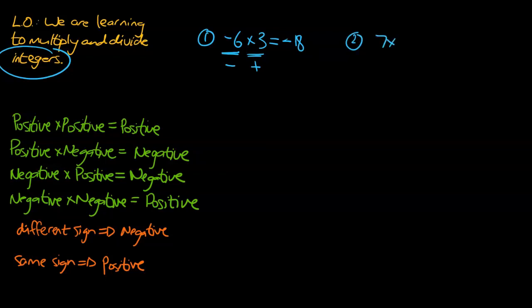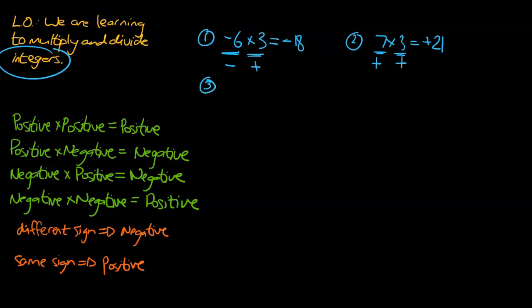Let's say 7 times 3. Well, I've identified both of them are positive. Positive times positive is going to be positive. So we can write a plus sign here if we want to. And 7 times 3, 21. So that's going to be positive 21. We don't need that plus sign though if we don't want to.